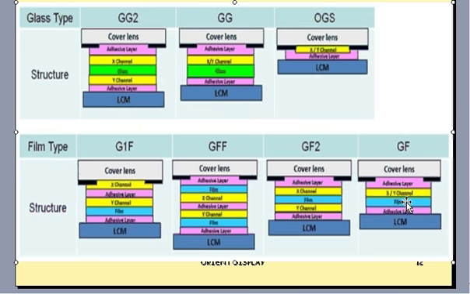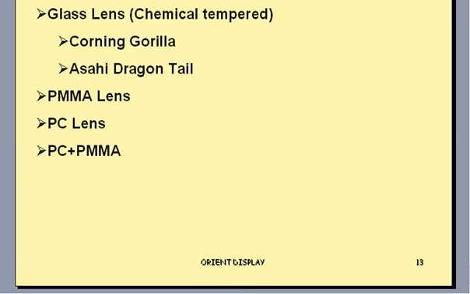So normally the glass process is pretty stable. The film process is a little bit more difficult, so yield is pretty low right now. But a lot of people think that because the film can be produced roll to roll, it can provide a promising cost-effective solution for the touch panel.